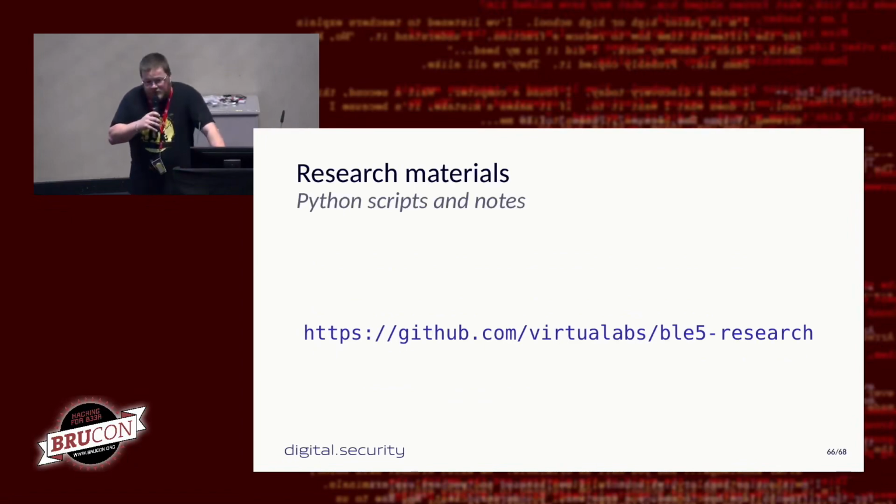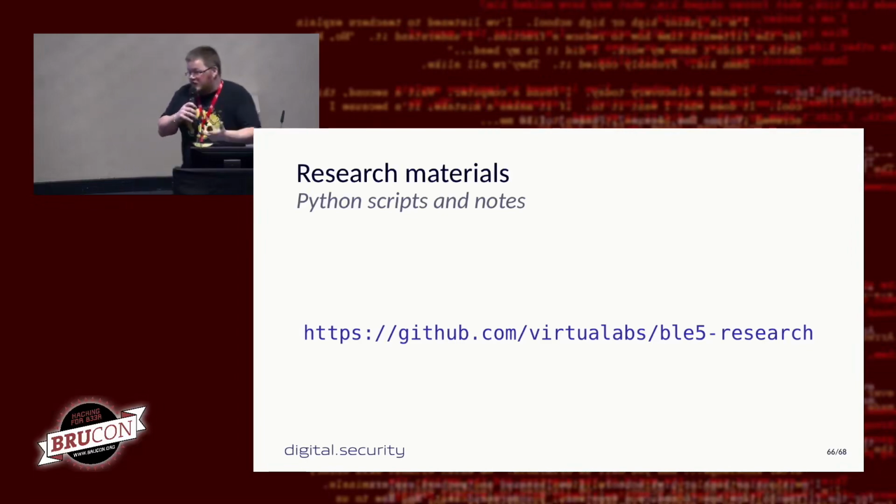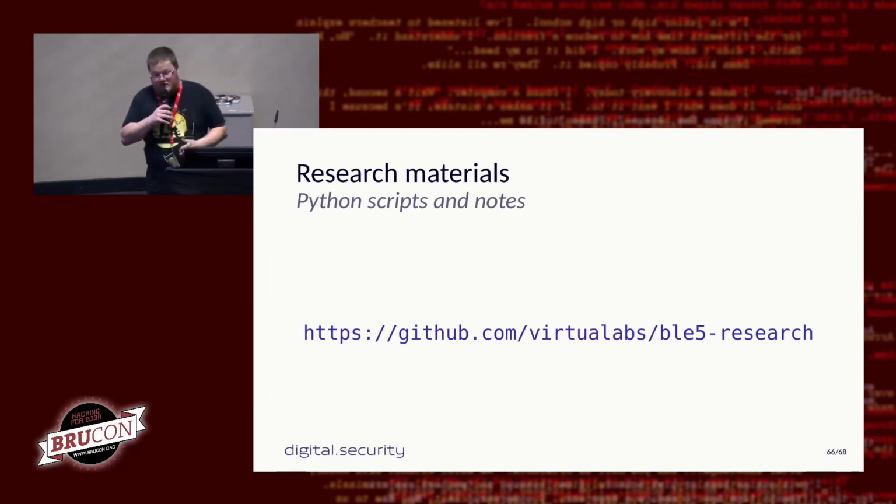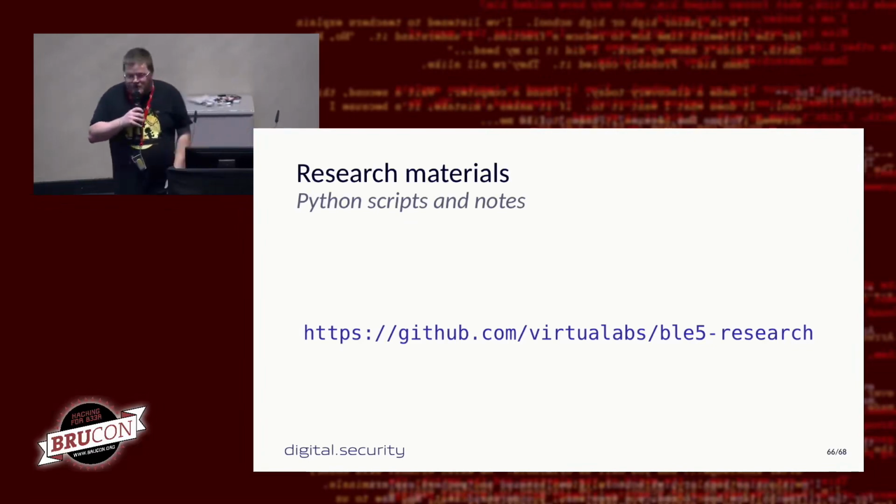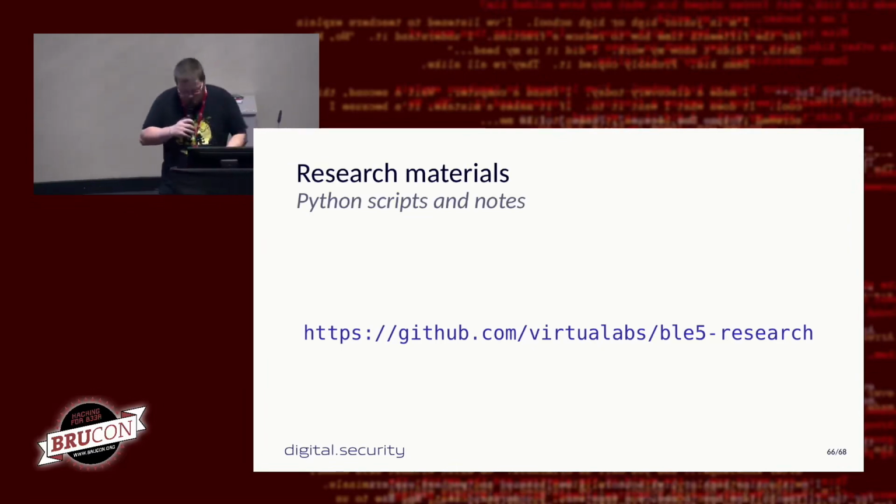I also put all my research materials, such as the scripts you saw in the videos, on GitHub. If you want to have a look at it, try it, or experiment with this new BLE5 channel selection algorithm, it's available there. I also developed some Dieharder tests to evaluate the PRNG robustness, but it's weak, so it failed almost all the tests.